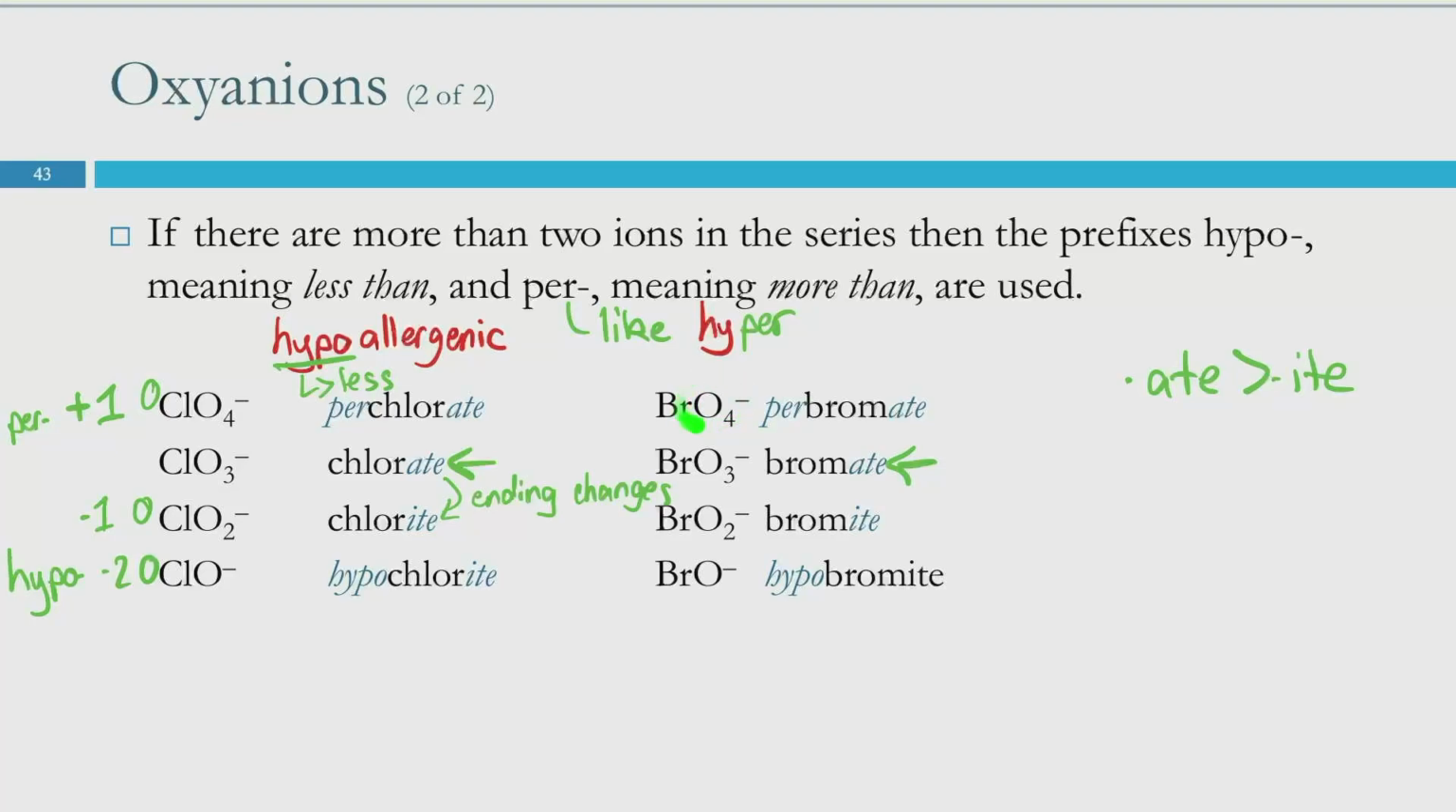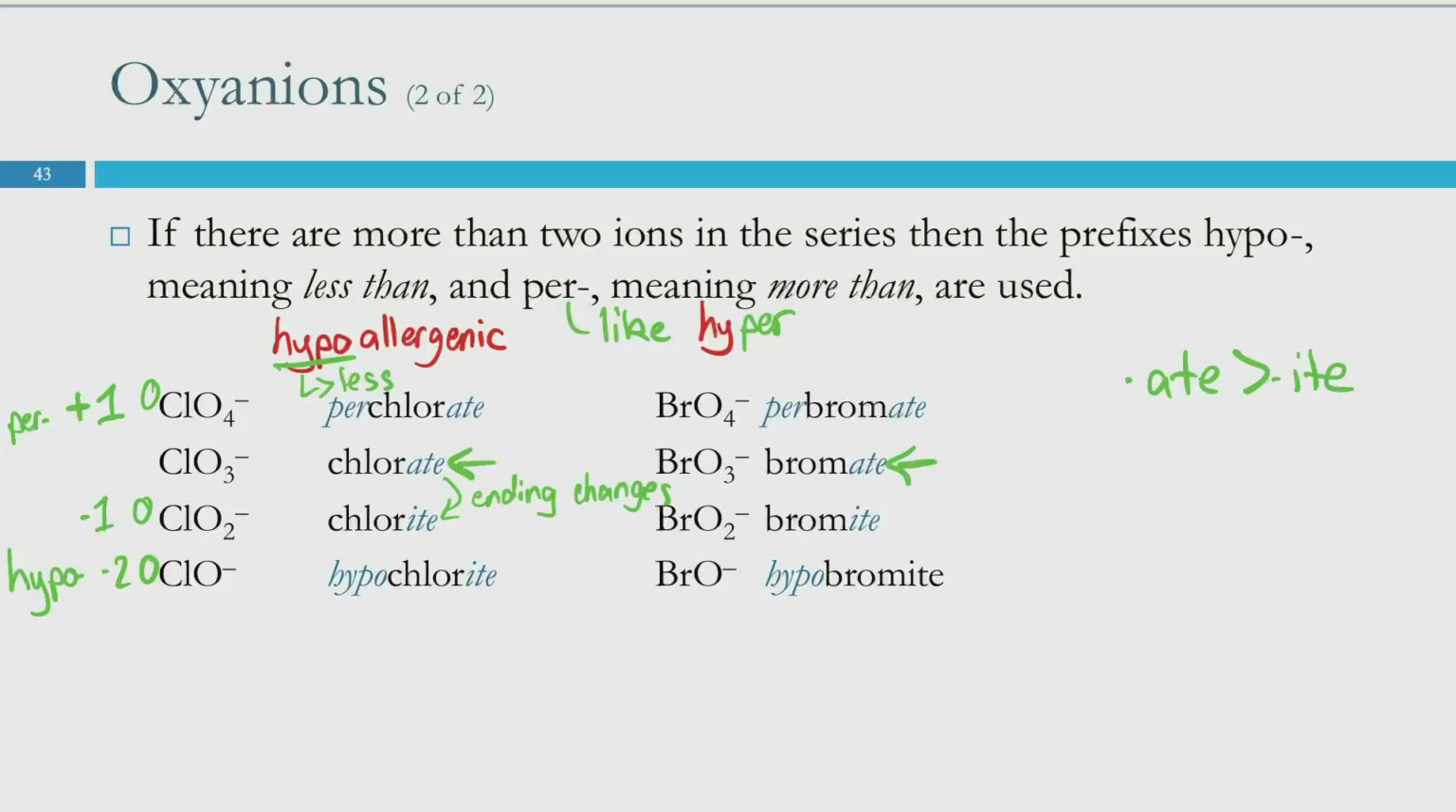And if we add one oxygen to whatever our ATE ending is, we add the prefix per. The charge doesn't change. The nonmetal doesn't change either. All that's changing is the number of oxygens that we have, and we added one, so we add the per prefix. If we go from the ATE form and we subtract one oxygen, then it turns into the ITE form. The charge also doesn't change. If we go one further past the ITE form, so in this case BrO2 minus to BrO minus, then we add the hypo prefix to our bromide. So this would be hypobromite. Again, the charge doesn't change.